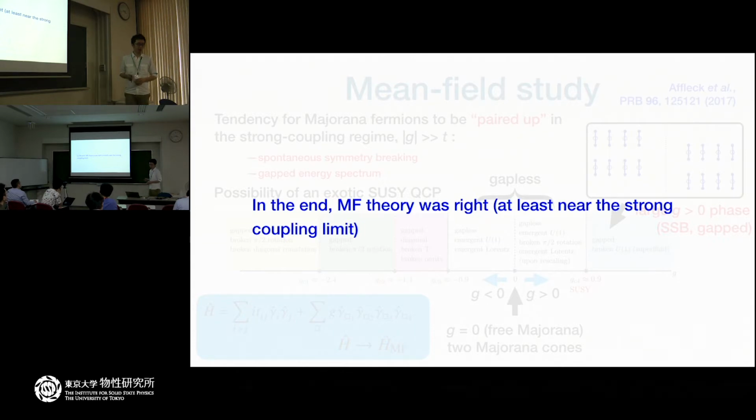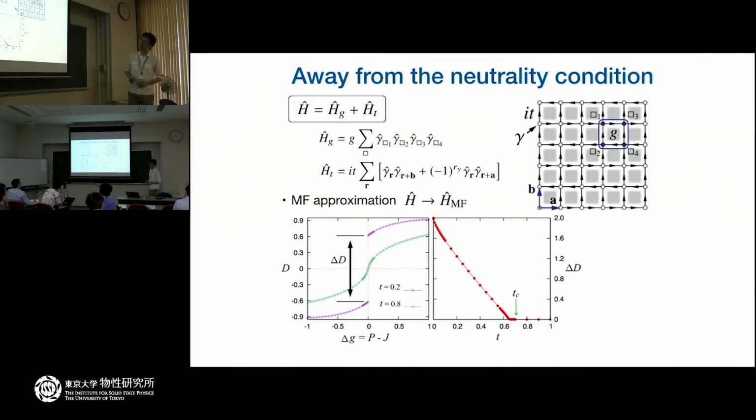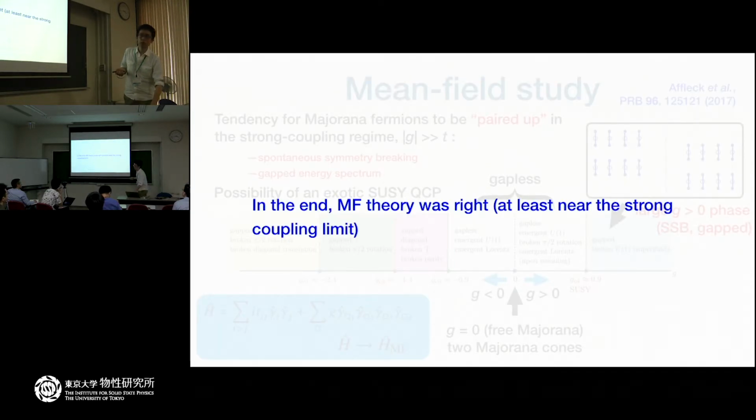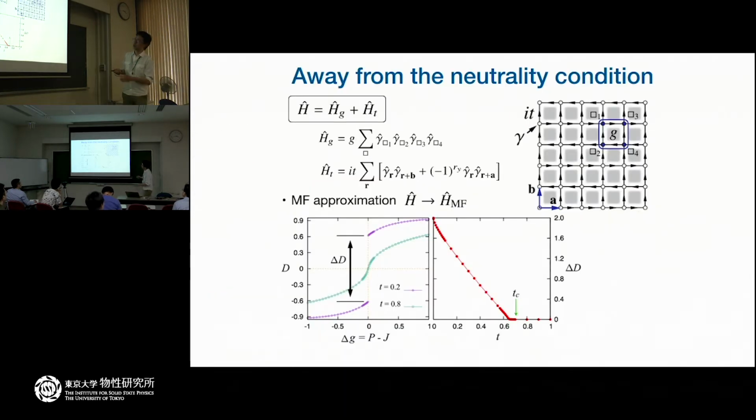Okay, in the end, the mean field theory seems right. Then I want to review the mean field result a little bit more. Actually, the predicted transition is a little bit interesting. I want to show this mean field result away from the strong coupling limit, because away from the strong coupling limit, we cannot deal with the system with the same technique. So I just want to repeat the mean field result, what's going on. It's a sort of review.